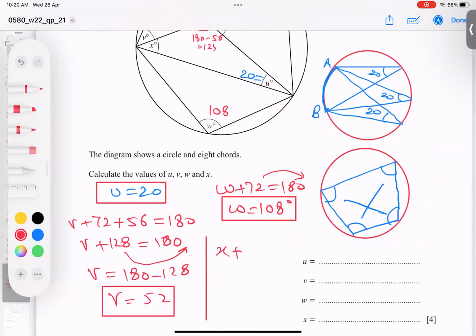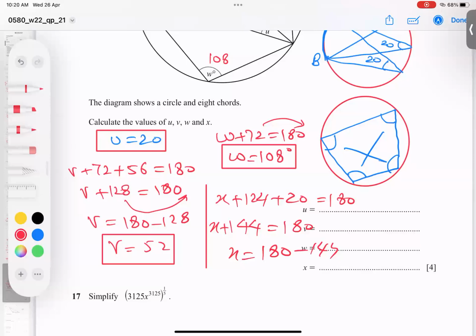So X plus 124 plus 20 equals 180. This becomes 144. So subtract it from there, and I got the answer, 36. So Alhamdulillah Rabbil Alameen. And I believe the point is very clear. Okay, put a circle on each point.